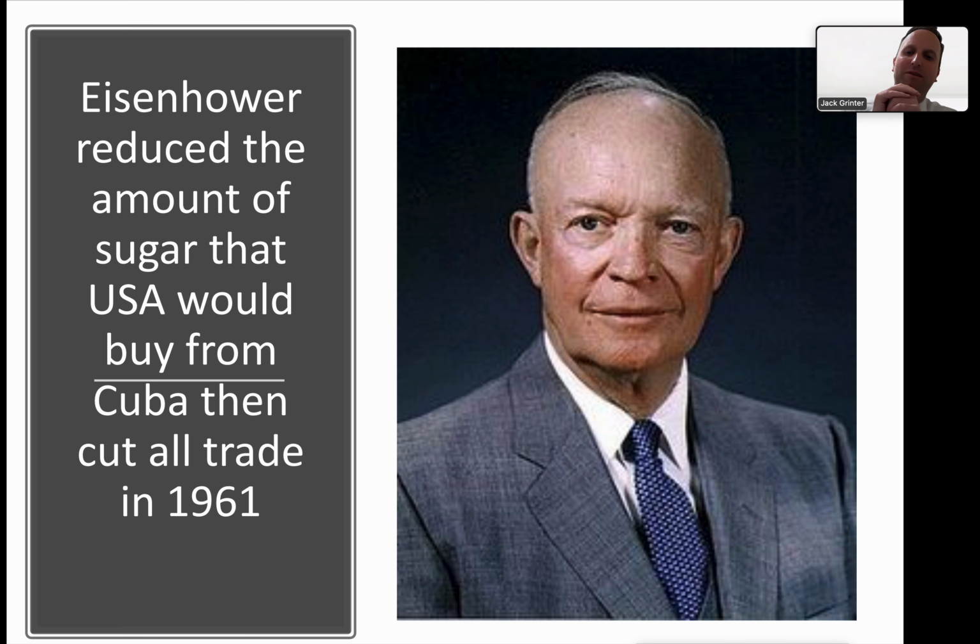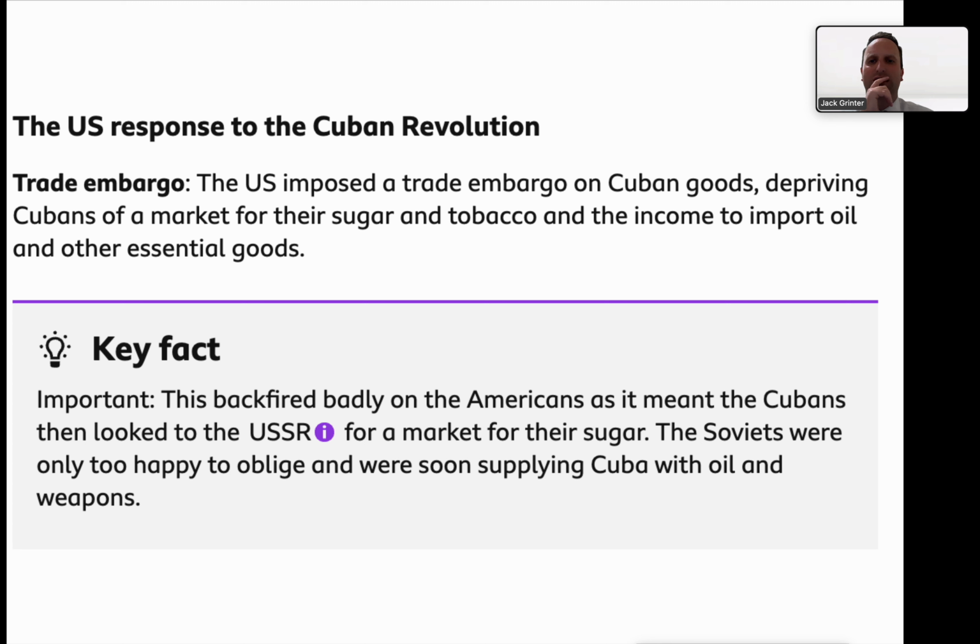And what ends up happening was, in 1960, Eisenhower is upset about the land being taken from foreign nationals. He reduces the amount of sugar that the USA would buy from Cuba. Essentially, these are economic sanctions. And in 1961, all trade is then cut off with Cuba. There's a trade embargo, we can call it.